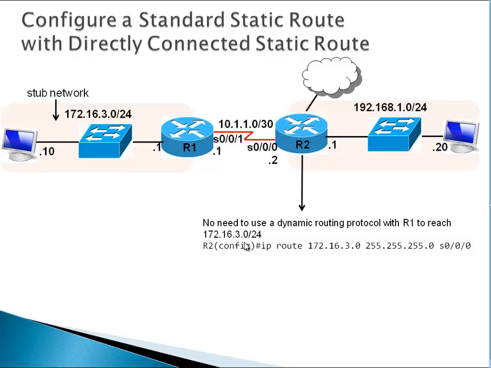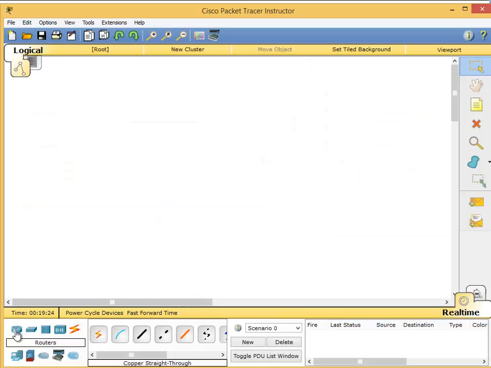On R2, in global configuration mode: ip route 172.16.3.0, then the mask, and then its own exit interface, so serial 0/0/0. Okay, so I'll go to Packet Tracer here. I'll get a router. Let me delete this router. So the next router will become Router 1. Yep, that's what I want.